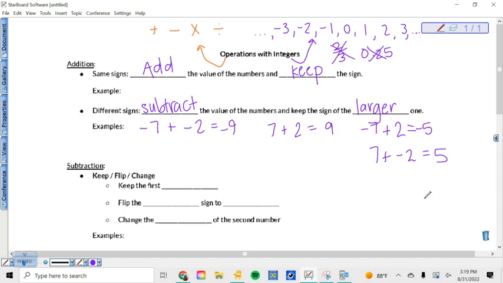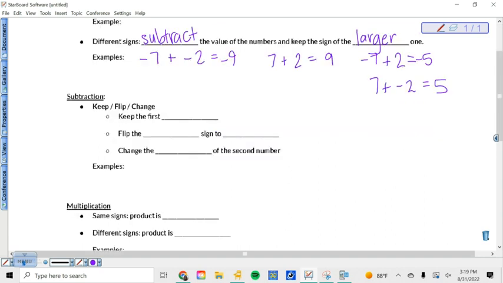Okay. But that being said, we're going to keep going through our rules just so we're all understanding. So now when we're subtracting numbers, we're going to do keep, flip, change. So keep the first sign, flip the subtraction sign to addition, and then change the sign of the second number.